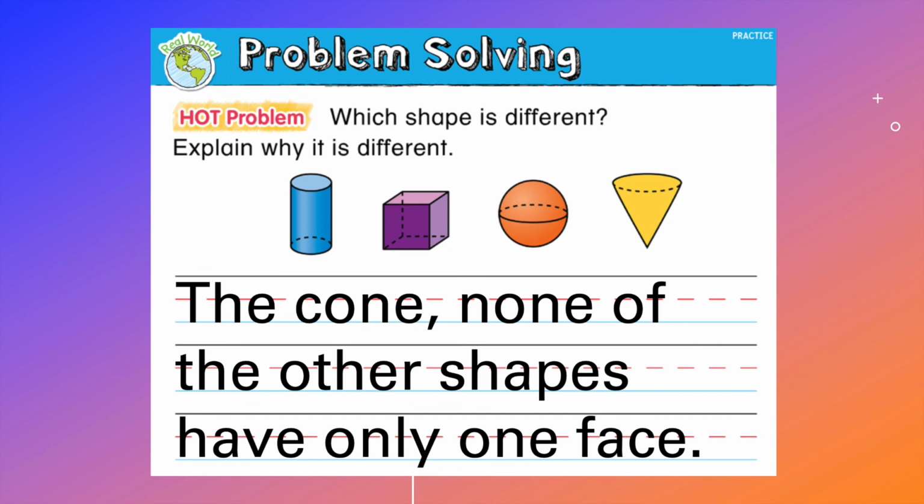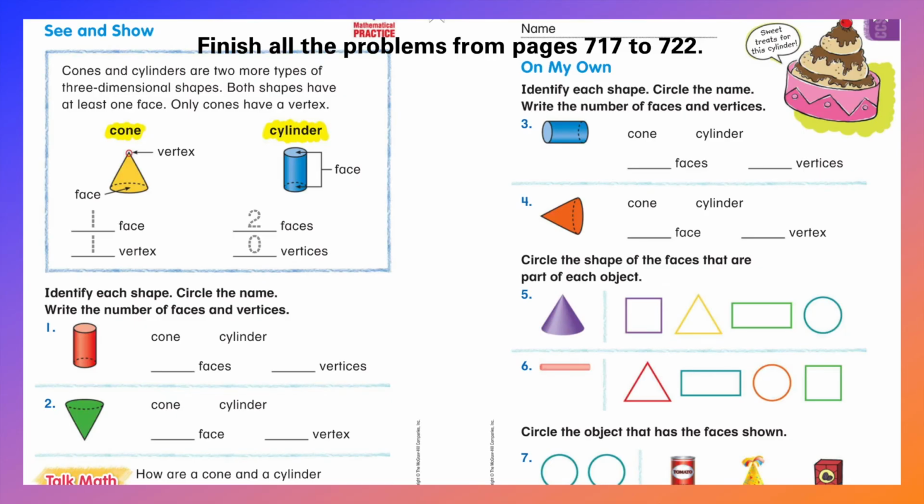Awesome job, mathematicians. Today you will be finishing all of the problems from pages 717 to 722. When you are done, don't forget to send me a message letting me know.